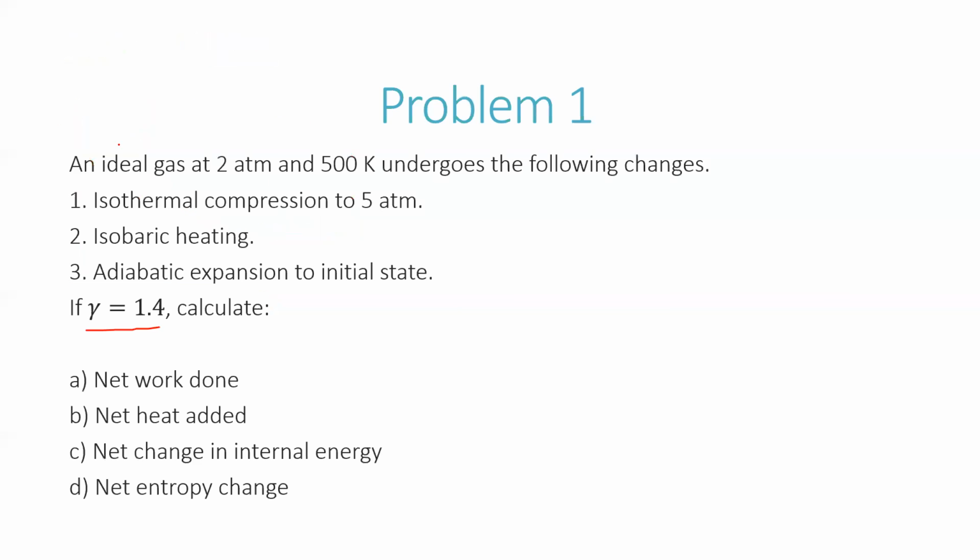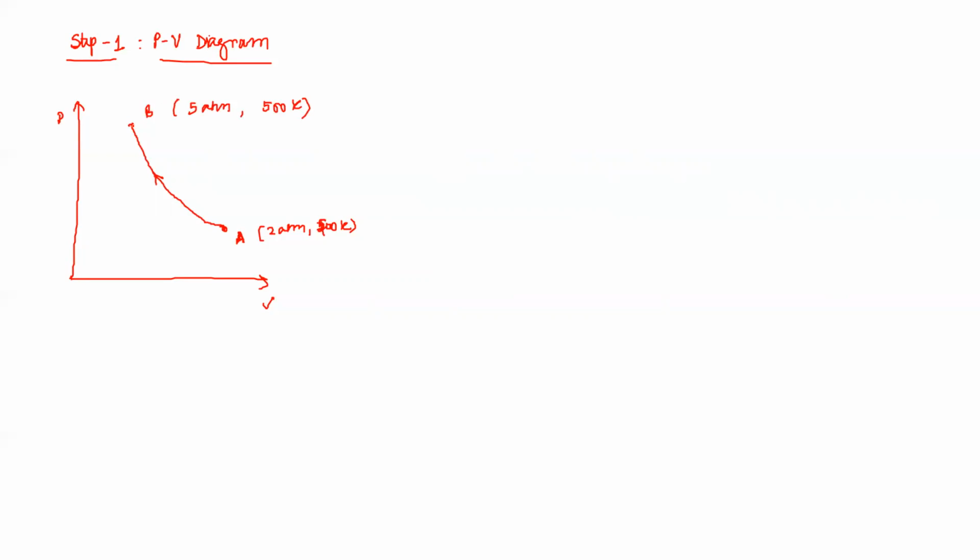Then we move on to the next, that is isobaric heating. For isobaric heating, the pressure is constant and heat is being added, so there would be an increase in temperature. At constant pressure, if we increase the temperature, there is an increase in volume. So it would go in this direction, and here you will get C. This is point C.